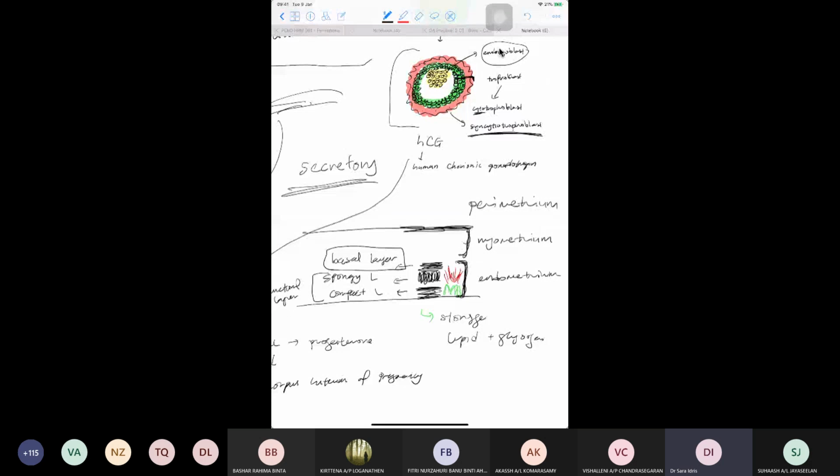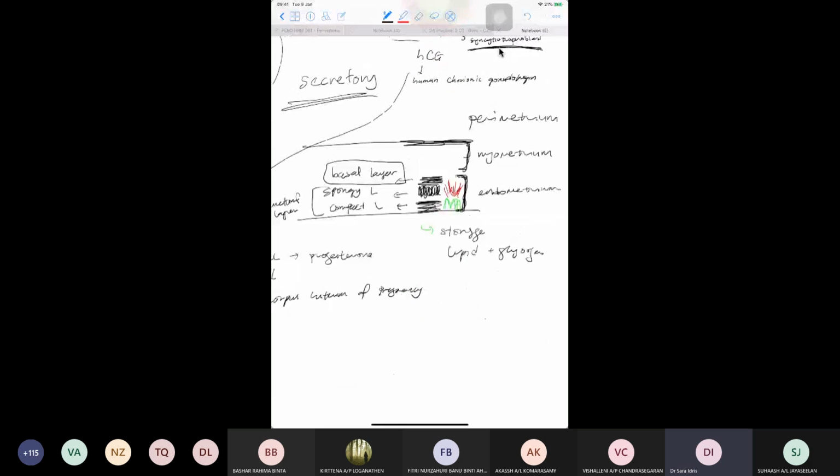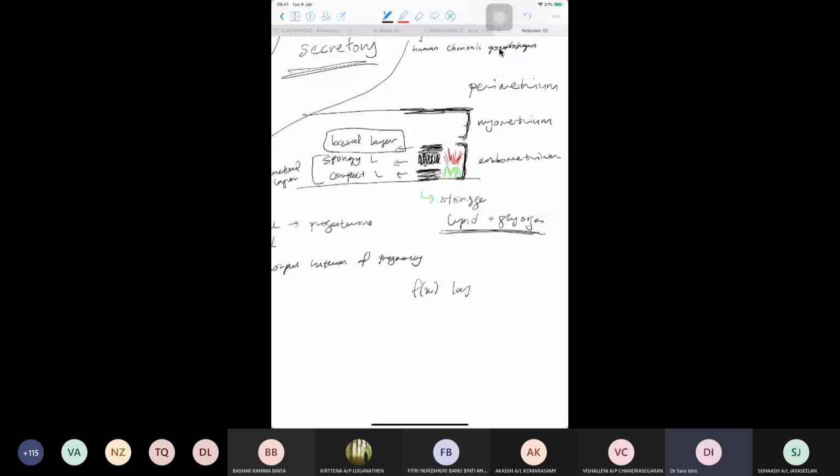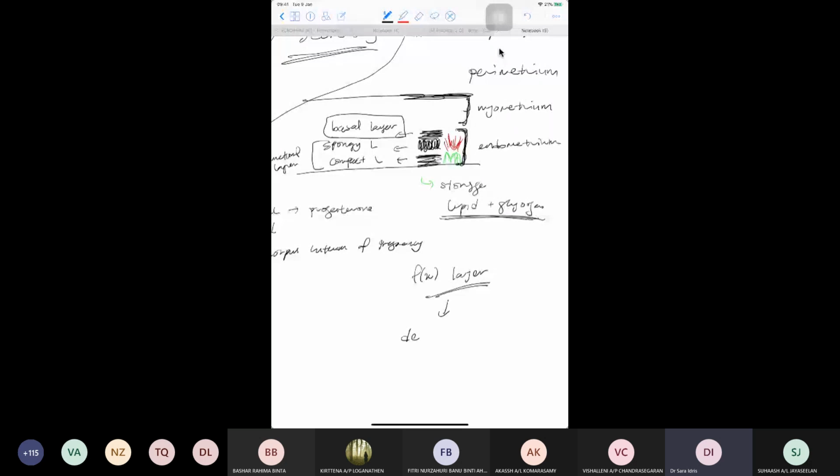So the corpus luteum of pregnancy here will produce a lot more progesterone to ensure that the functional layer of the endometrium is maintained. Okay, and it will also ensure that the functional layer becomes more vascularized, more secretory, and the cells will further enlarge to ensure that you have a lot of storage of lipid and glycogen. Okay, so as all this happens, the functional layer of the endometrium, which is your spongy and the compact layer, will undergo what is known as decidual change.